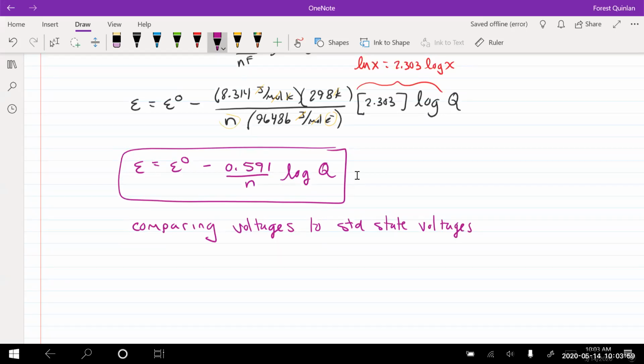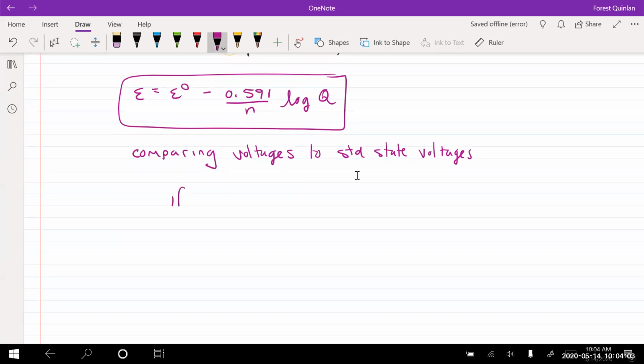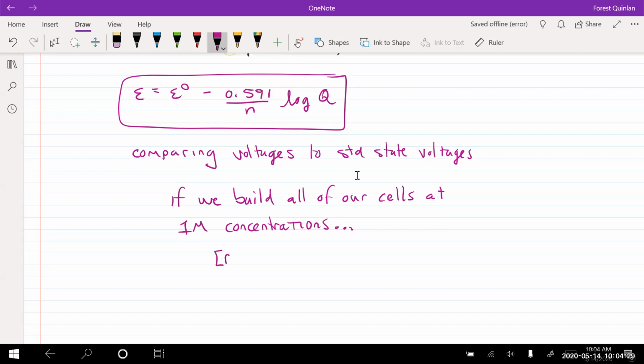Now here's the fun part. If we build all of our cells at 1 molar concentration, then that means that the concentration of our products over the concentration of our reactants, which is that Q, is equal to 1, and log of 1 equals 0.